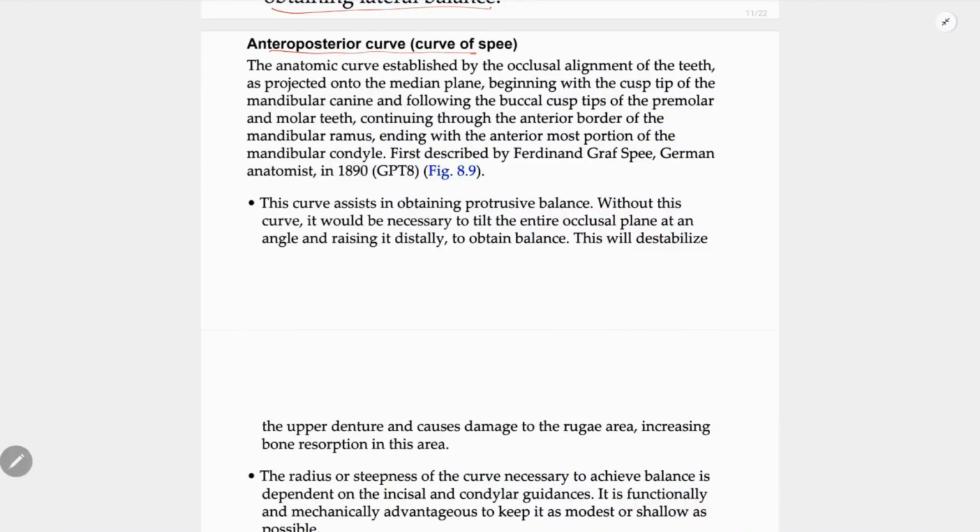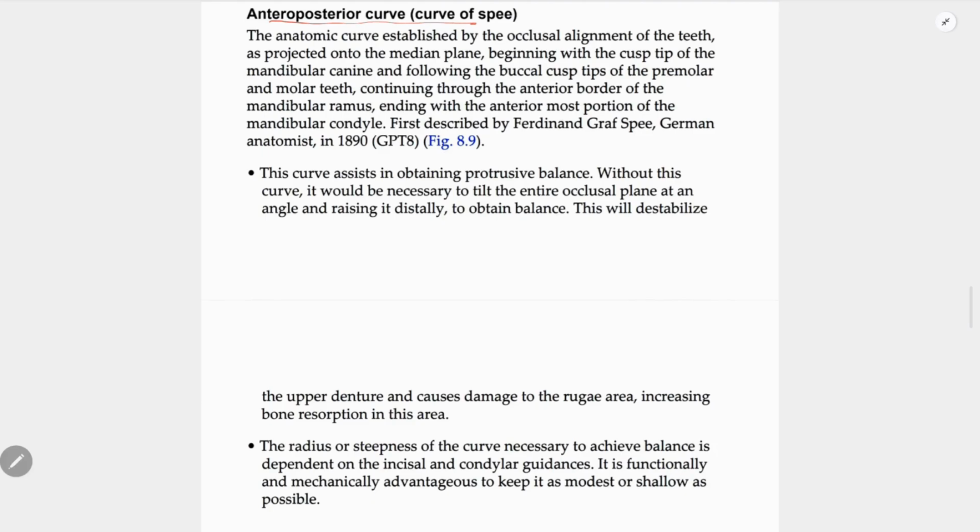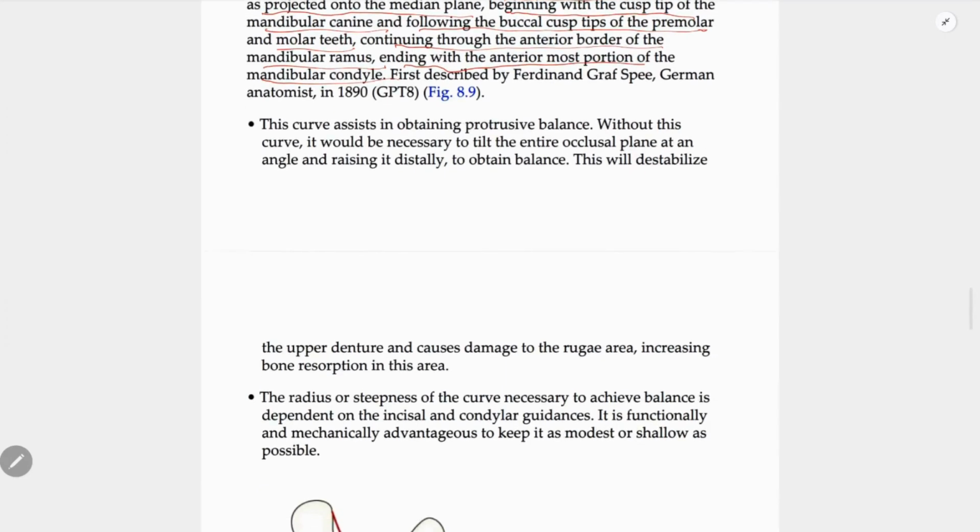Anterior-posterior curve, that is the curve of Spee. It is established by what? The curve of Spee is established by the occlusal alignment of the teeth as projected onto the median plane, beginning with the cusp tip of the mandibular canine, following the buccal cusp tips of premolar and molar teeth, continuing to the anterior border of the mandibular ramus, ending with the anteriormost portion of the mandibular condyle. This curve assists in obtaining protrusive balance as it is an anterior-posterior curve. So the curve of Spee helps in obtaining the protrusive balance.